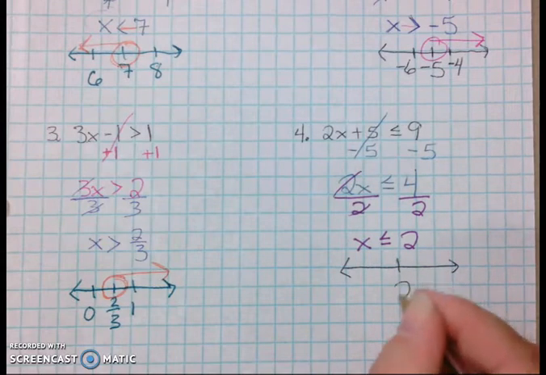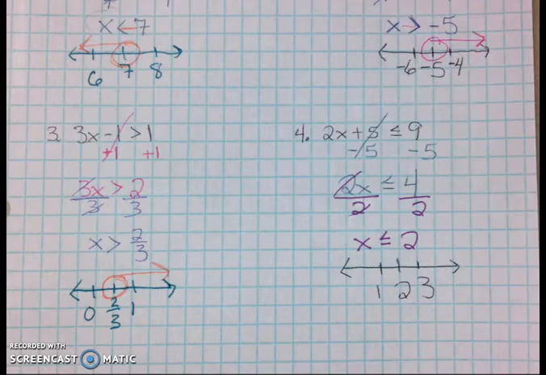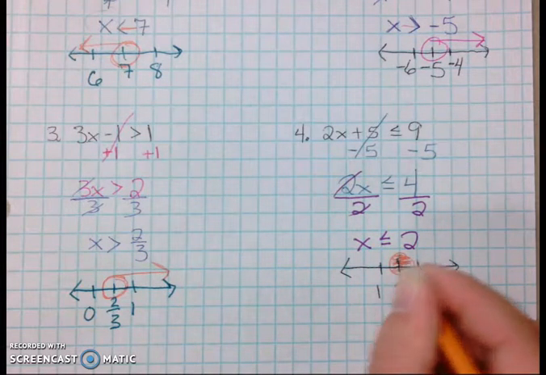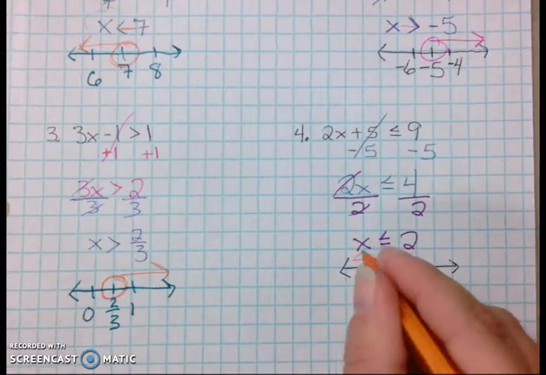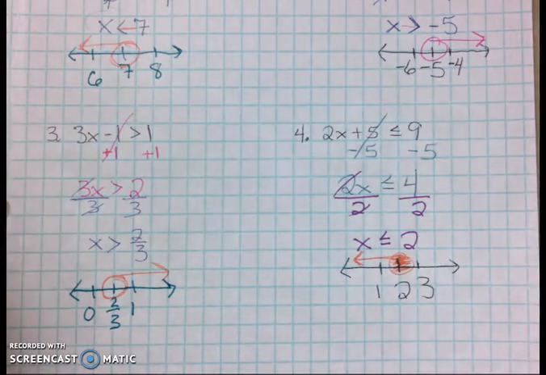Okay, stick 2 in the middle, a number smaller, a number bigger. I circle the 2. It has a line underneath, so I get to fill it in this time because x can equal 2 and everything less than 2. So there's my less than sign.